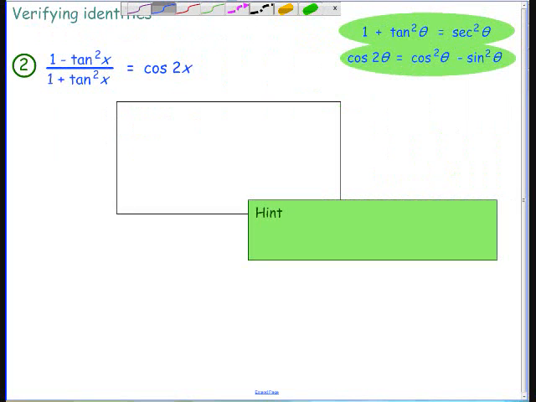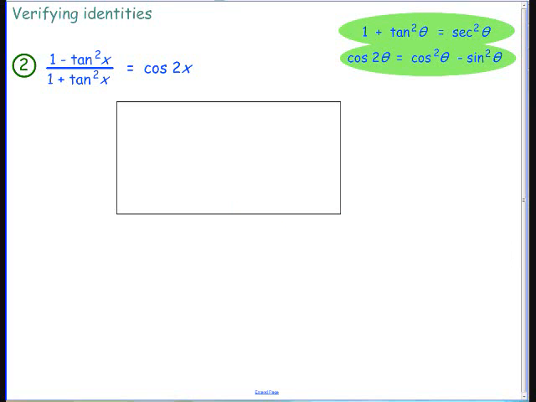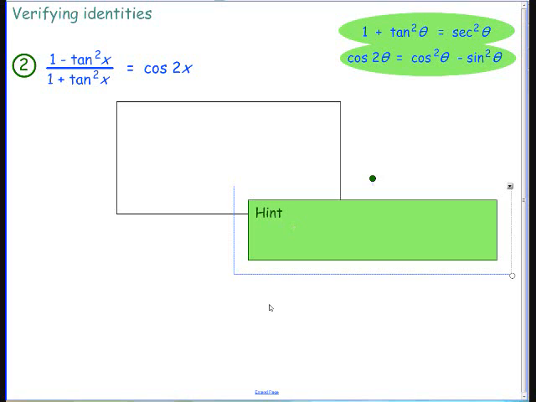All right, let's try this one. We know the Pythagorean identity right here, so that would make this secant squared. And what about this one? So let's look at the hint. What? My hint disappeared? That's not much of a hint.